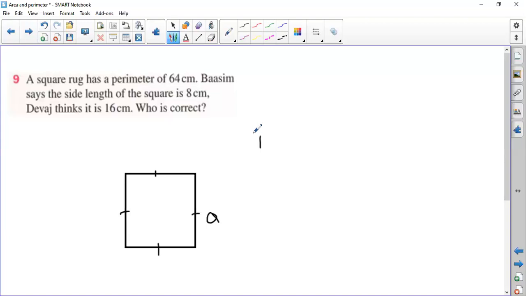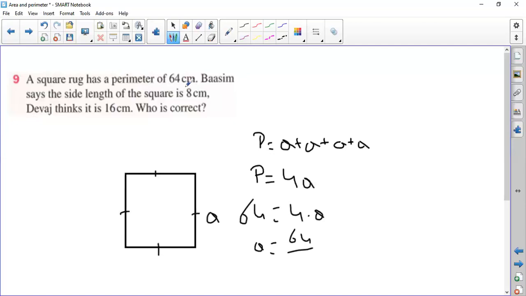So the perimeter will be what? A plus A plus A plus A. Or as we said before, the perimeter is 4A. Okay, so the perimeter is given, it is 64 centimeters, equal to 4 times A. So what is A? We have to find the length of the side. A is equal to 64 divided by 4, which is what? 16. Okay, so A is 16.